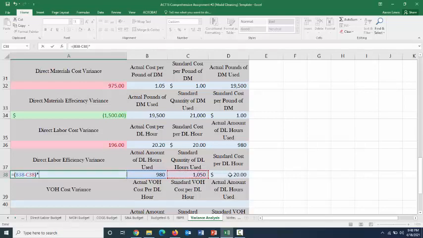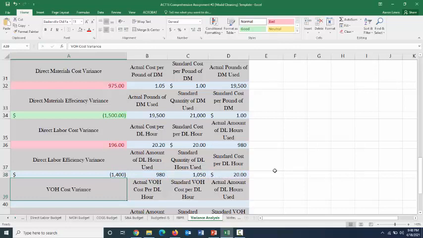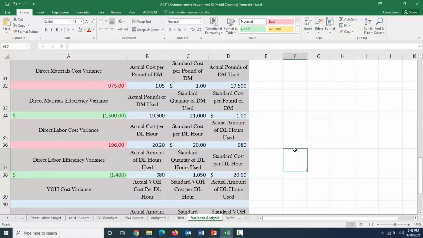And 980 minus 1,050 in parentheses times our $20 standard, that's $1,400. So $1,400 of the savings that we had on direct labor can be attributed to the fact that our employees just didn't need to work as many hours to produce the units as we thought we were going to. And since they didn't work those hours, we didn't have to pay them.